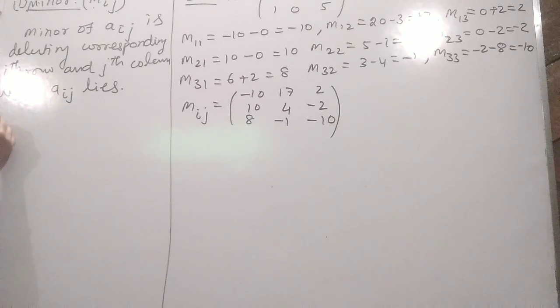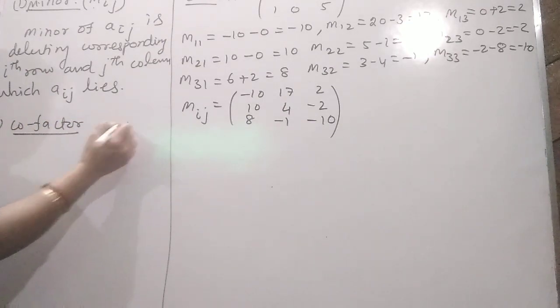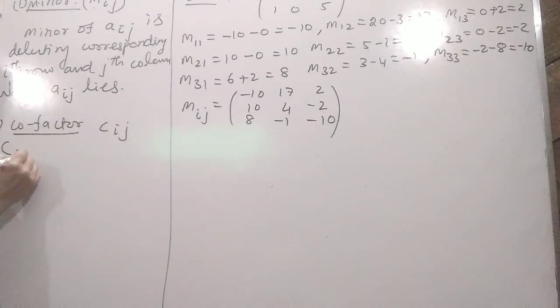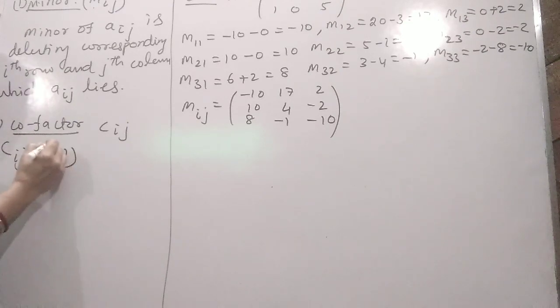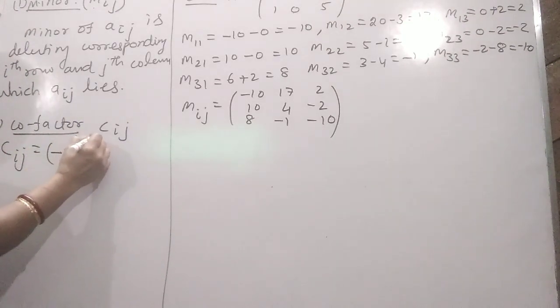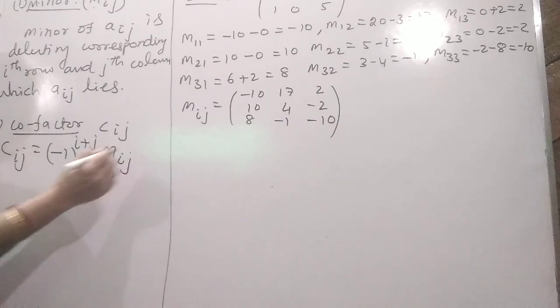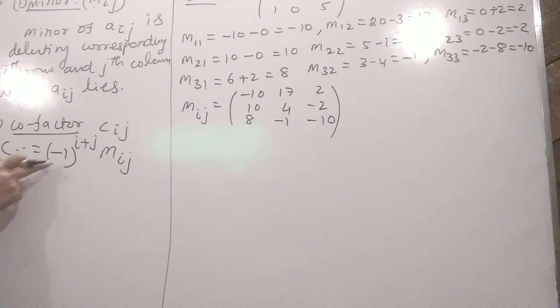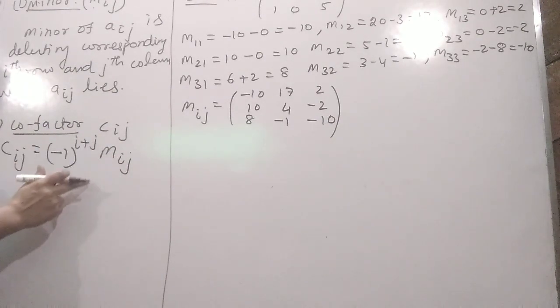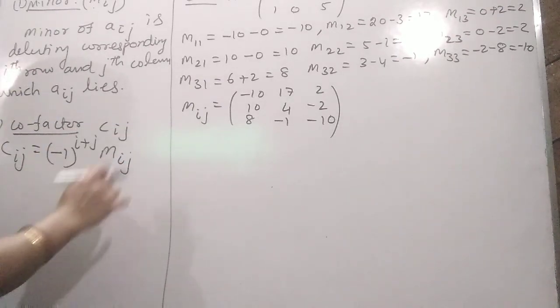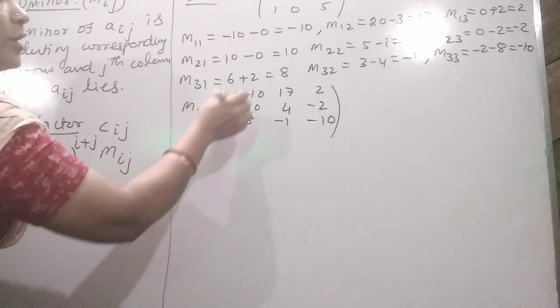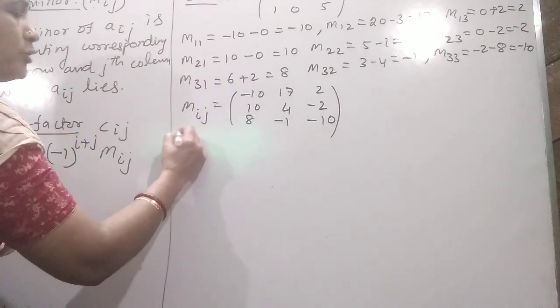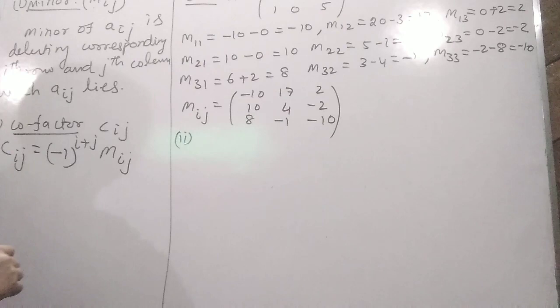Clear? Now next, what is cofactor? Next, the cofactor of the matrix is denoted by Cij. So the formula says Cij equals minus 1 whole power i plus j into the corresponding minor of the matrix. Cij equals minus 1 whole power i plus j into Mij. I'm giving the proper formula now. This is what I told you, the minor of the matrix. Now next we are finding the cofactor of the matrix.